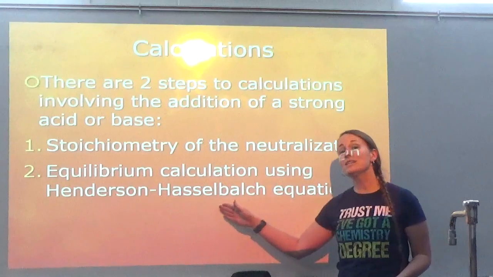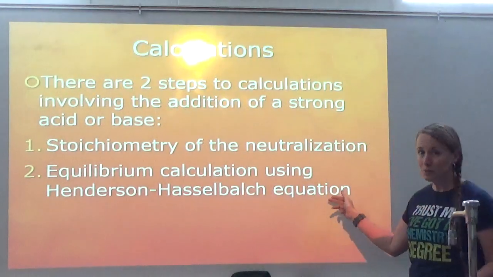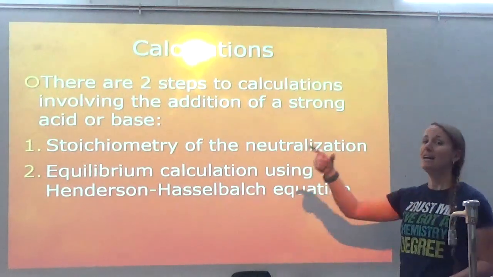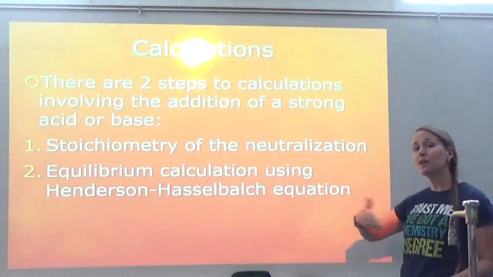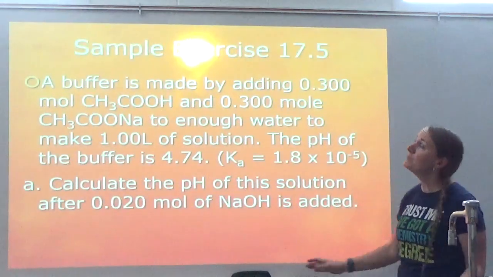So notice I didn't say using ICE chart. We get to use Henderson-Hasselbalch because there's going to be some weak acid and some conjugate base left. It's just not going to be equal amounts anymore. Not that it has to be equal to begin with.